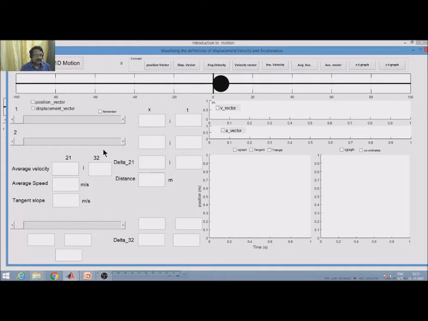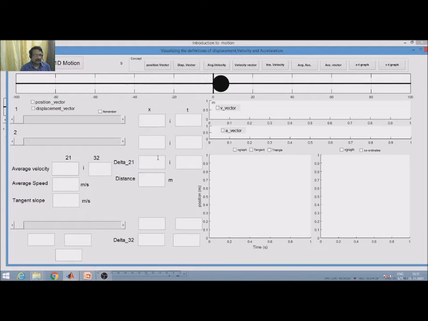We need 3 times, t1, t2 and t3, minimum. So this slider over here selects t1, this slider selects t2, and this slider selects t3. This is the object which is free to move in this one dimension. Here it prints the position at the time selected by this slider. This box prints the position at time t2 selected by this slider, and this box prints the position at t3 selected by this slider.